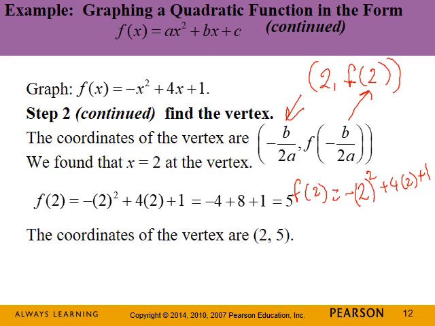So the coordinates now will become 2 that we found earlier, and now we have a 5 for the y, where 2 is our x and our 5 is our y. We found the y value by just plugging in the 2 into the function that we found earlier.